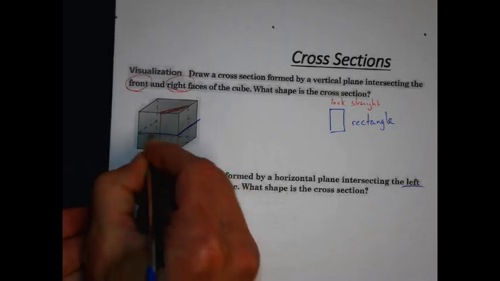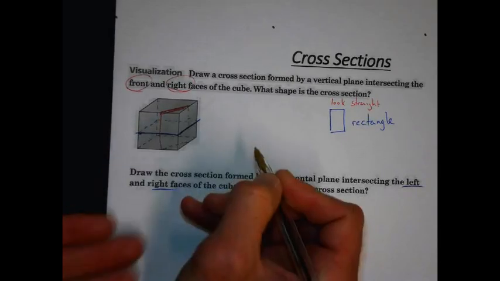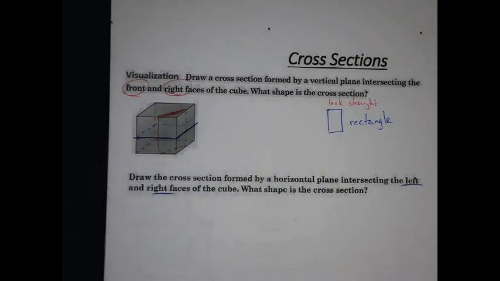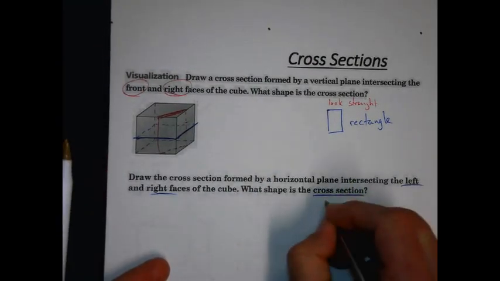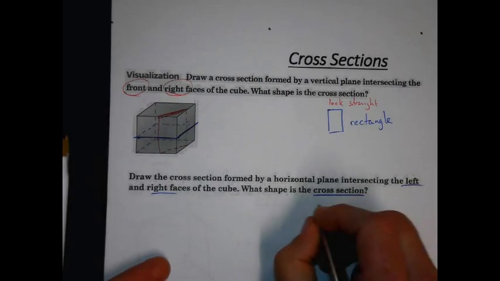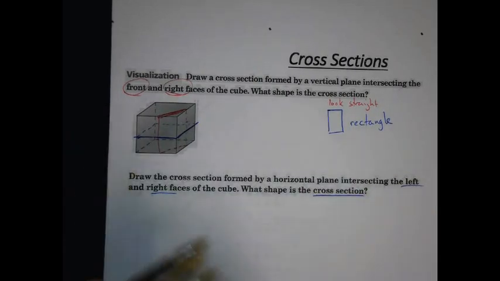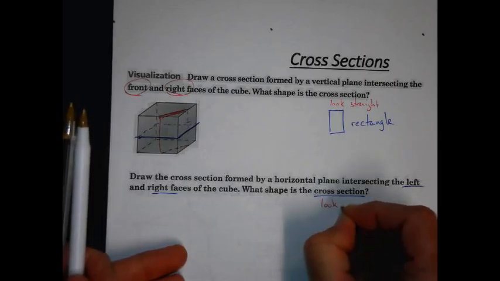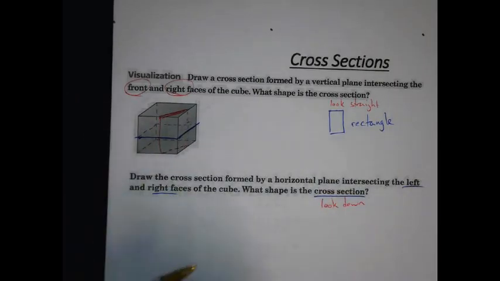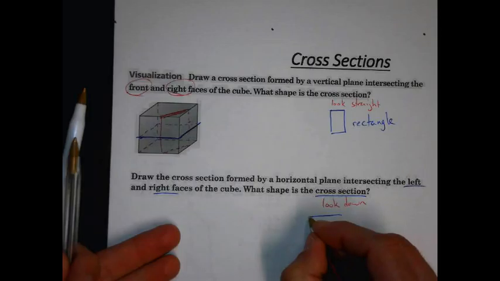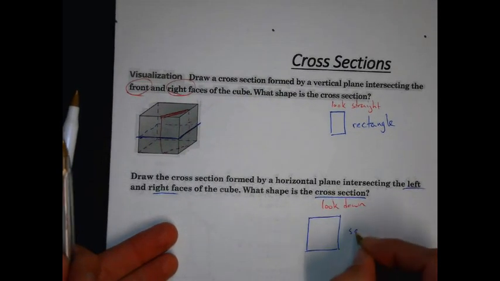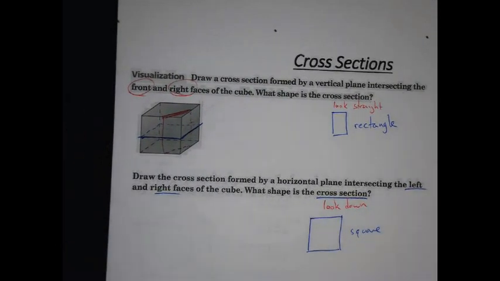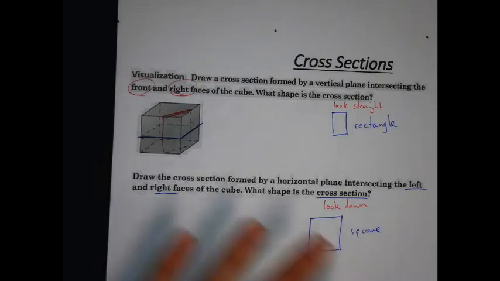Okay, so what's the shape of this cross section? Well, where it cuts, it'll meet across the front here, and then it'll meet across the back there. And what shape is that going to make? It's going to make the same size square of the top and bottom face. This one will be looking down, right, because it's a horizontal cut. We'll be looking down, and it'll make a square, the exact same square that makes up the top and bottom face. So that is a square. Pretty cool, huh?